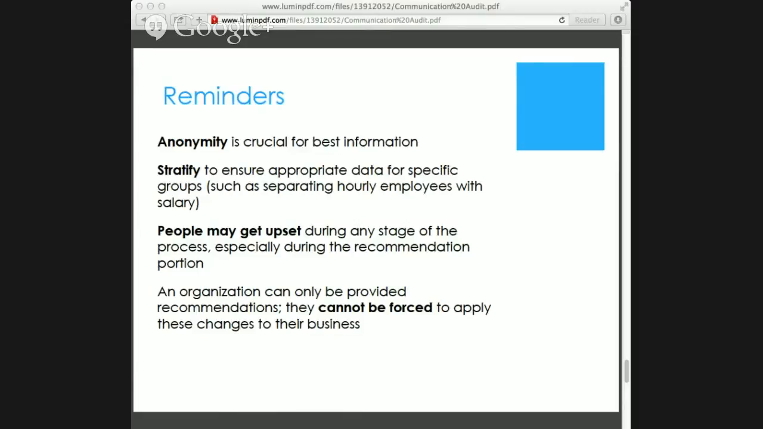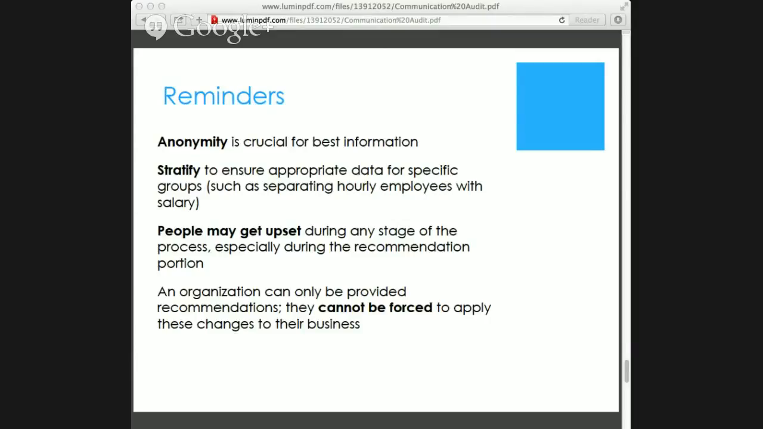Now, also be sure to stratify to gather appropriate data for specific groups of employees, such as hourly versus salary. These groups may definitely not have the same views. So combining the data for these two groups will skew your data, which will lead to incorrect themes and even incorrect or not helpful recommendations for the company.